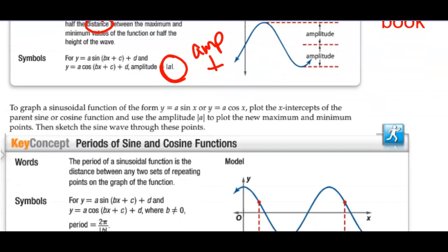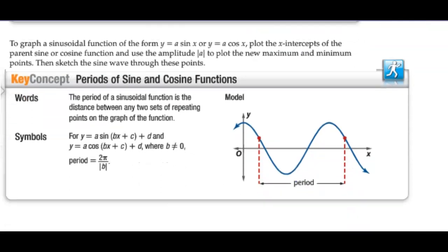It says, why is this not moving? There we go.